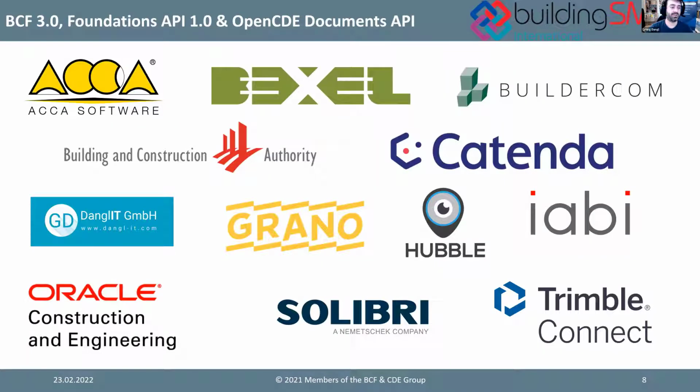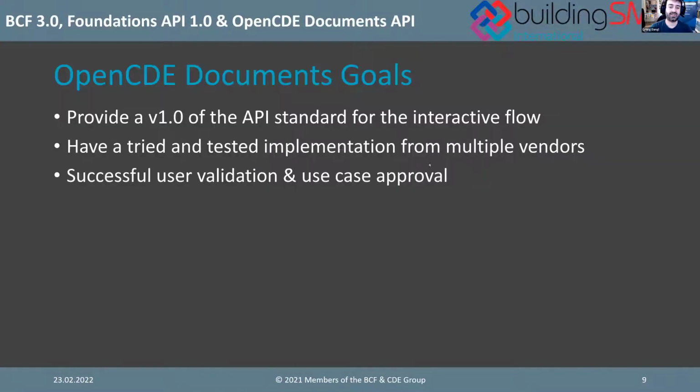Now, this Documents API was developed within a specific scope project within buildingSMART. We were 10 vendors, I think, if I count correctly. And our goal there is to provide a usable and also validated and tested version 1.0 of the standard that we can then hand over to buildingSMART, not authorities, but how do you say it? The proper rooms and committees for final approval and voting, so that it's going to be released.